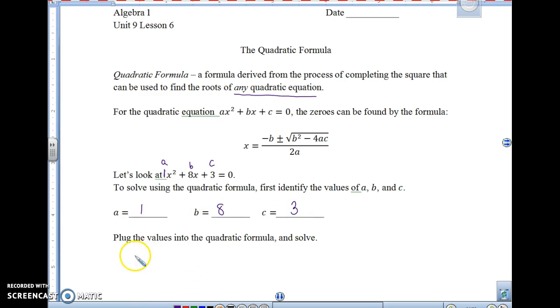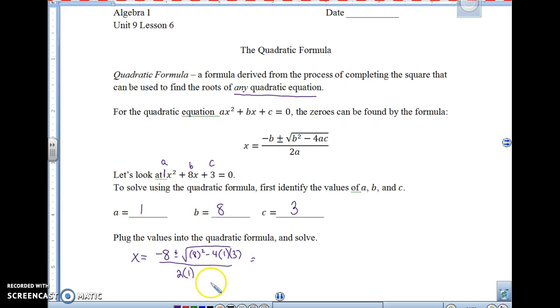All we have to do is plug in the values. So x equals, because we're looking for the zeros, negative b. Well, b is 8, so negative b would be negative 8, plus or minus the square root of b squared minus 4ac. Well, let's see, b squared would be 8 squared, minus 4 times a is 1 times c is 3, all over 2a, so that would be 2 times 1.